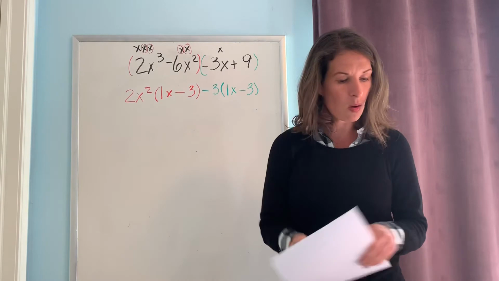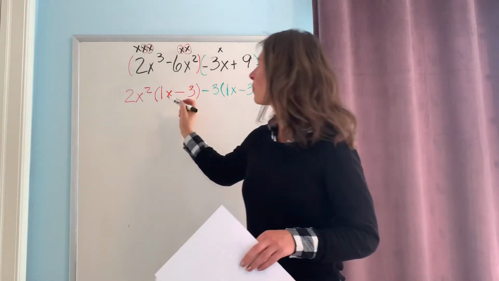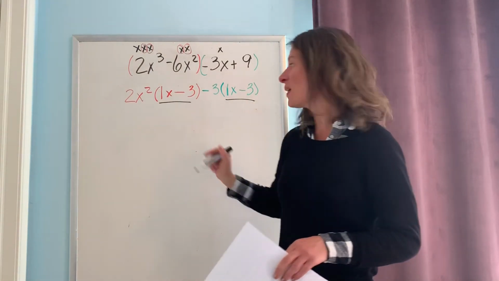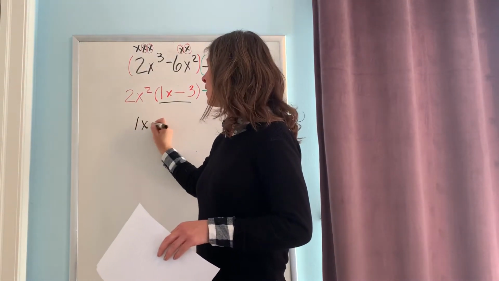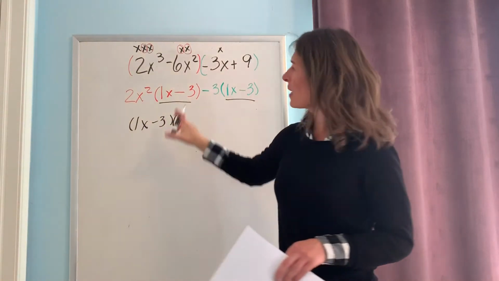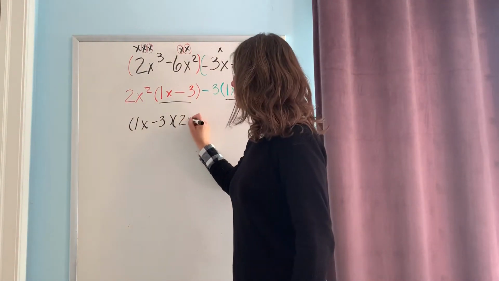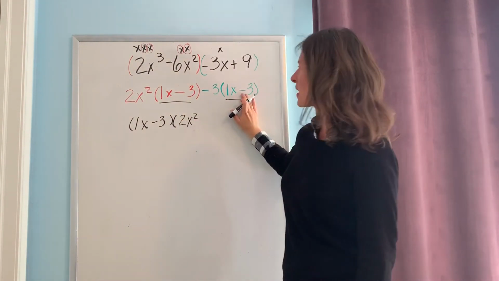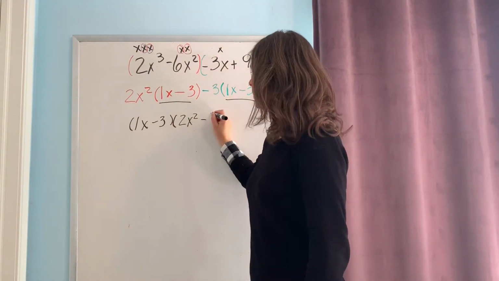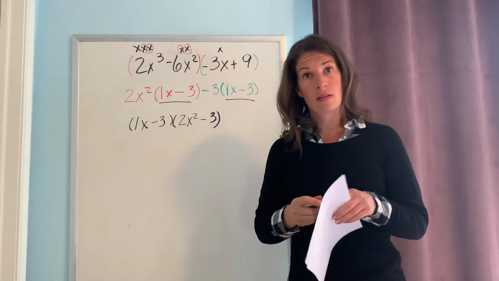All right, so do my parentheses look the same? Are they the same? They sure are, which means that I did it correctly. So I have 1x minus 3. 1x minus 3 here is being multiplied by the 2x squared. 1x minus 3 here is being multiplied by the negative 3. That's my answer. We're done.